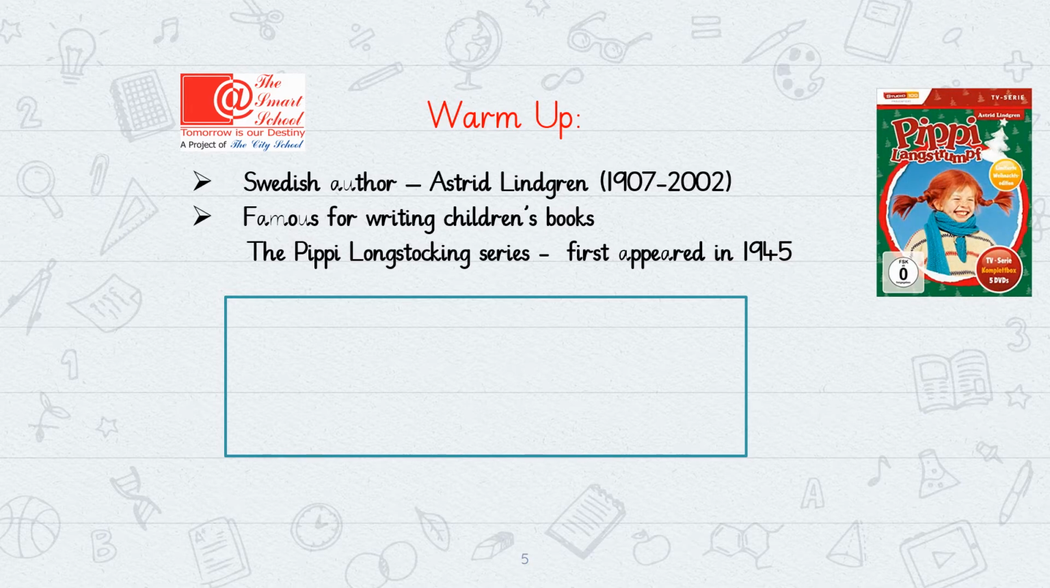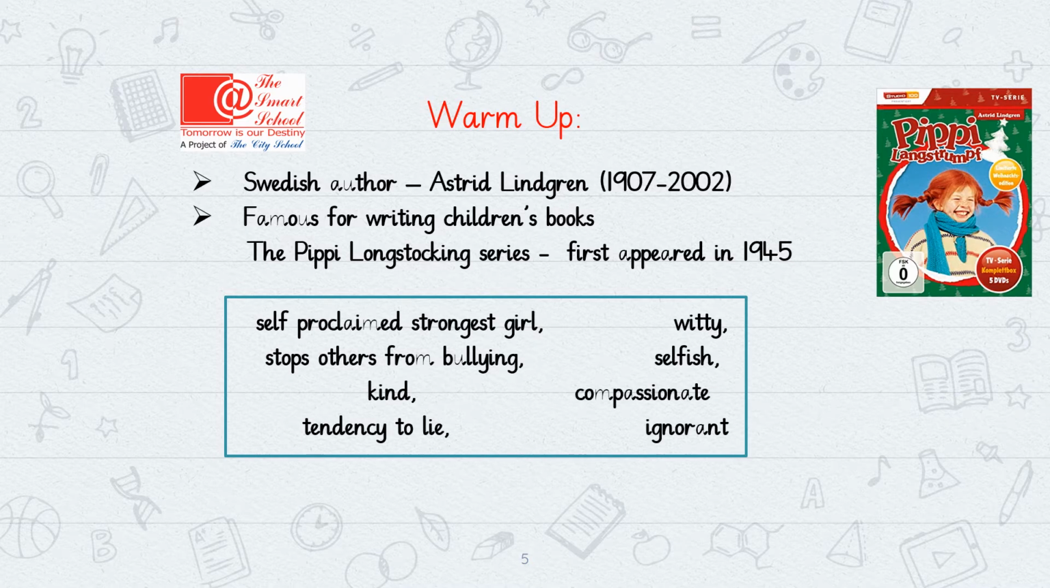Now this particular character had some very unique qualities. Later on a TV series was made as well, and children have read her books quite a lot. Pippi Longstocking was a witty and interesting character. She used to call herself the strongest girl in the world. She was selfish, at the same time she was seen stopping the bullies. She was kind and compassionate, but at the same time she had the tendency to lie, and there were so many things that she was unaware of. So she had lots of good qualities and she had some bad qualities as well.